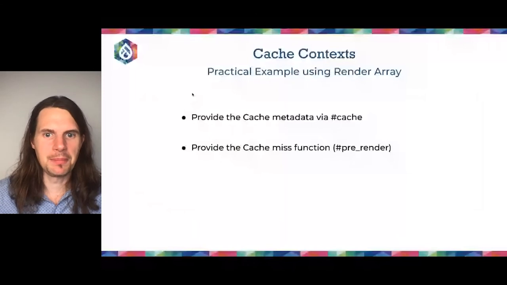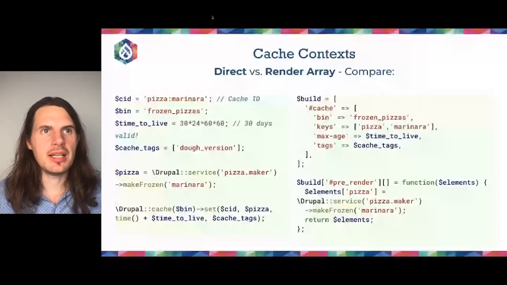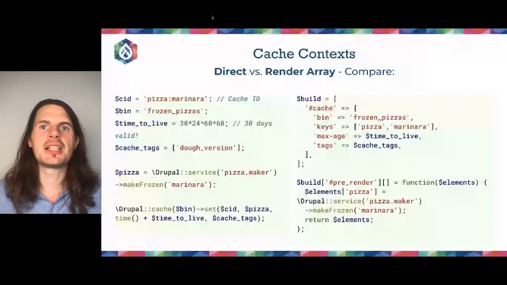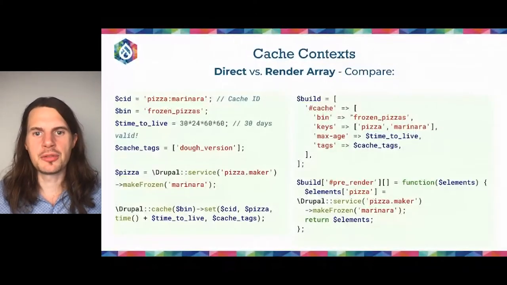Here it is from here to there. So essentially, the first part sets up the cache get and cache set calls. And we told Drupal to store the item in this cache bin. So again, this is this.